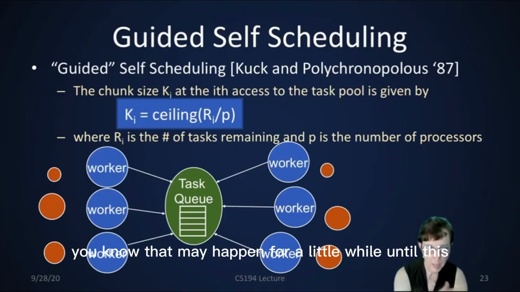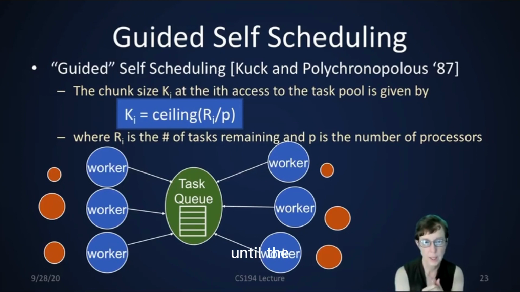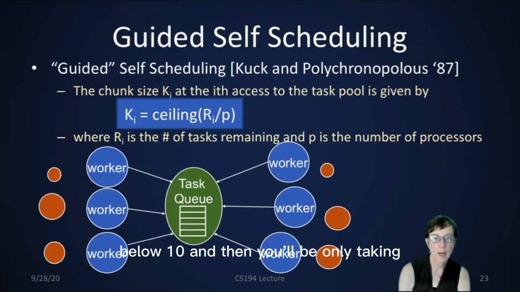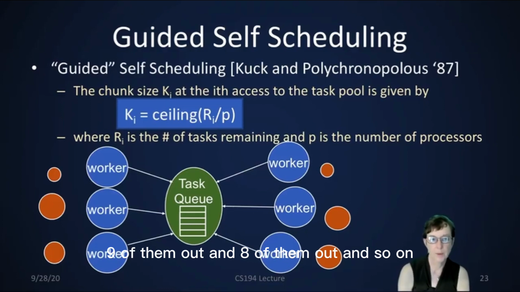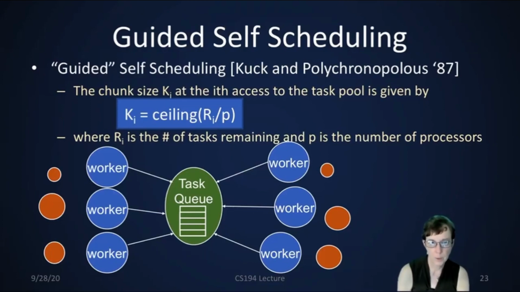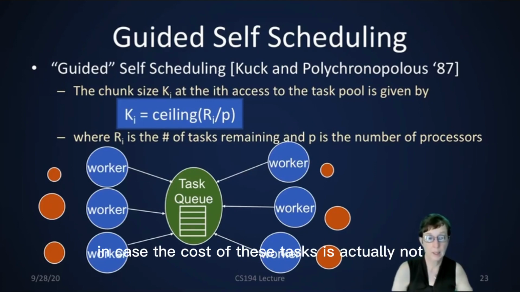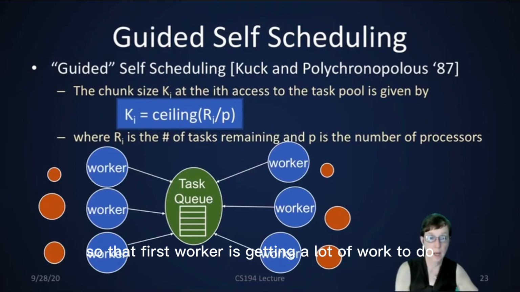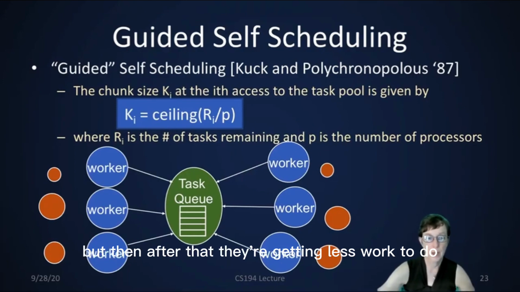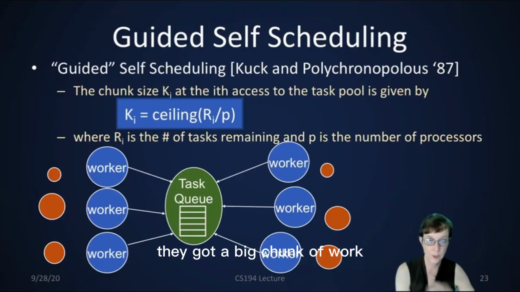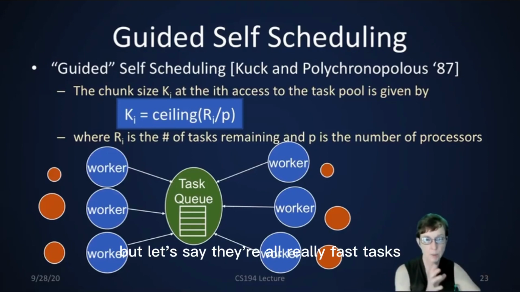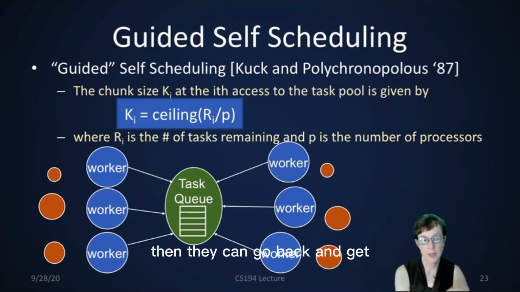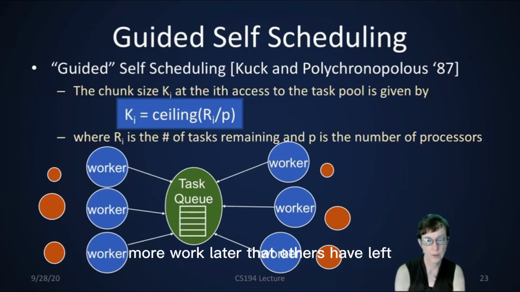And that may happen for a little while until this fraction drops below 10, and then you'll be only taking 9 of them out and 8 of them out and so on, and so that will leave more tasks in case, for example, the cost of these tasks is actually not equal. Right? So that first worker is getting a lot of work to do, but then after that, they're getting less work to do. And that way, even if that first worker got a big chunk of work, 10 tasks, but let's say they're all really fast tasks, then they can go back and get more work later that others have left.